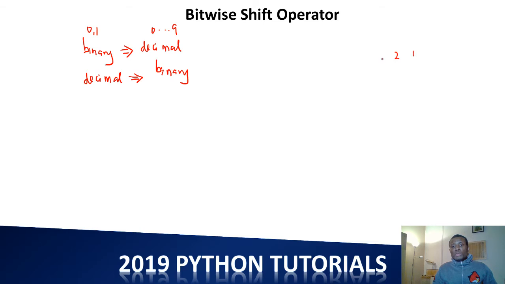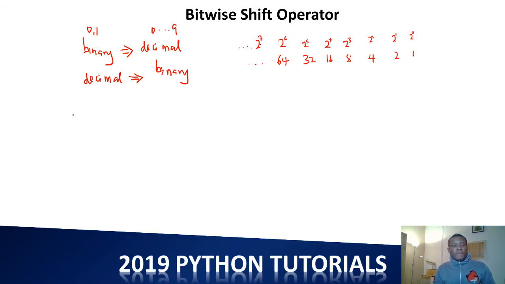1, 2, 4, 8, 16, 32, 64, and so on. Now, this very one is 2 to power 0. This is 2 to power 1. This is 2 to power 2. This is 2 to power 3. This is 2 to power 4. This is 2 to power 5. And this is 2 to power 6. And it continues in this way. We have 2 to power 7, and it continues.